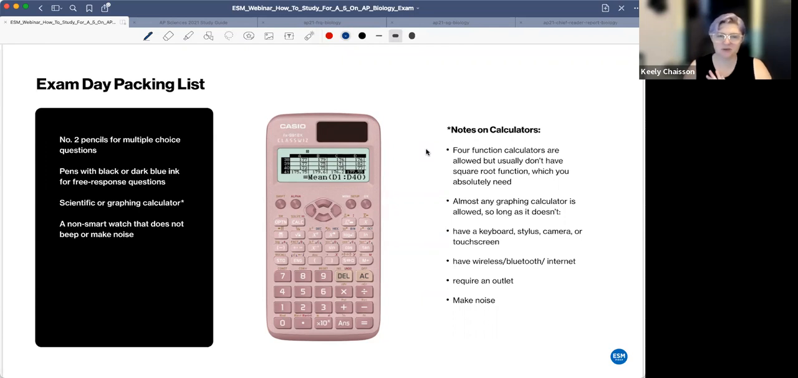But absolutely do not forget that calculator. You will be sad. You won't be able to do your Hardy-Weinbergs and equations, or your chi-squared analysis, and you're going to have a hard time. And multiple pencils, multiple pens.